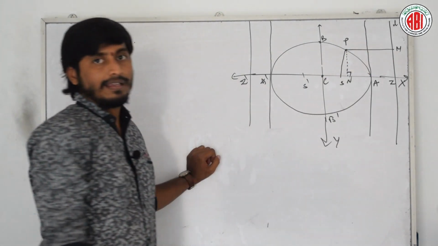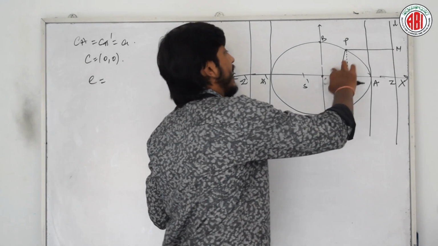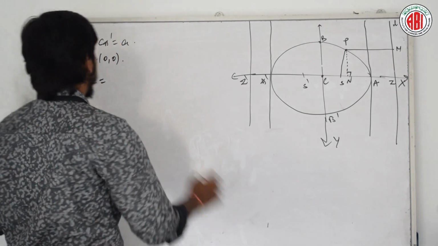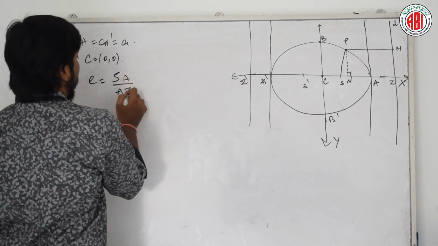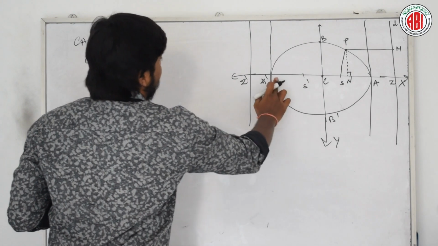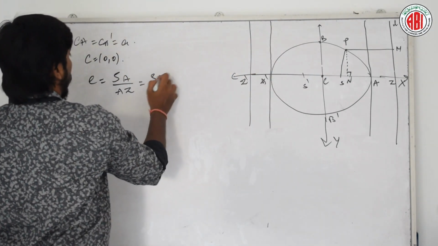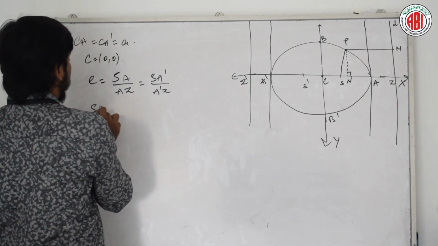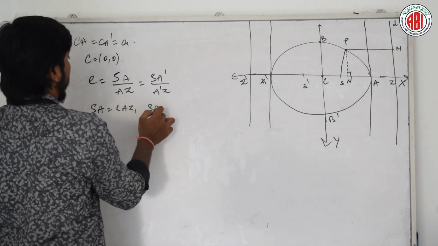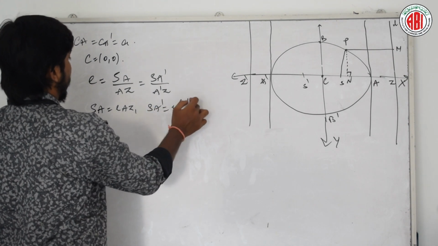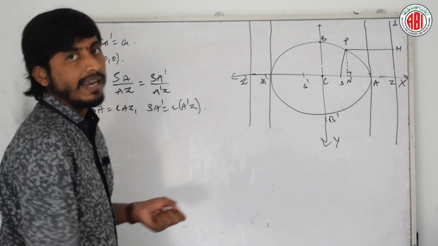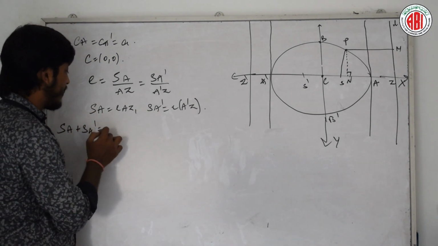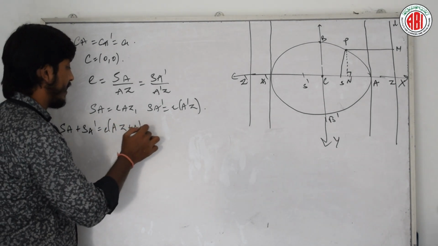You know this, isn't it? Right? That is SP, this is a point. Can I write it as SA by AZ also? Obviously. So e is nothing but SA by AZ, or else I can write SA dash by A dash Z. Yes or no? From this, I can write SA as e into AZ, SA dash as e into A dash Z. Now let us add these both: SA plus SA dash is equal to e into (AZ plus A dash Z).